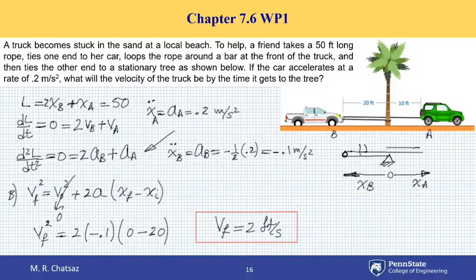So basic procedure in these types of situations is to take advantage of the constant length of the cable or the rope and write it in terms of the position variables. Then you can take successive derivatives and come up with relations for velocity and acceleration.